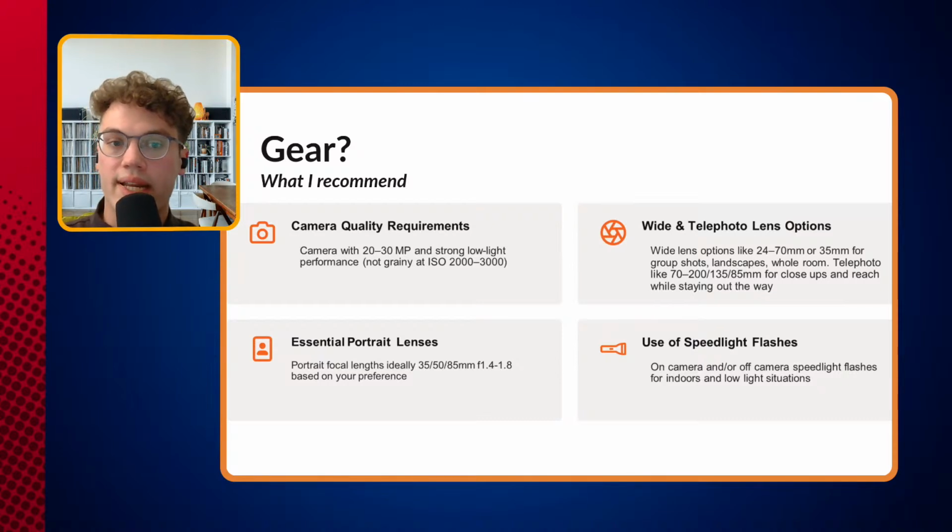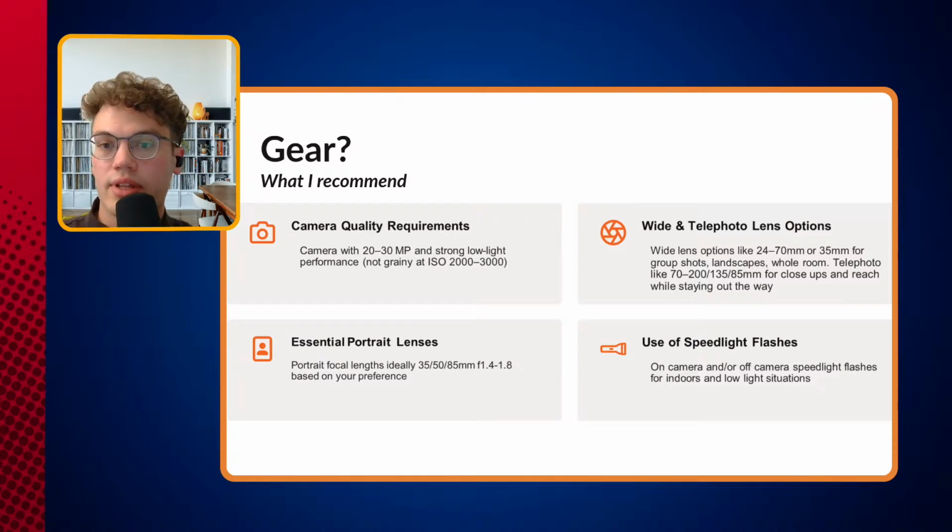So it's not grainy at ISO 2000 to 3000, because sometimes you do need to use natural light, or maybe it's a little bit darker, and even the flash off the ceiling isn't that bright because it's a high ceiling or you're doing group pictures. So ISO 2000 to 3000, I do enter that quite often, and you don't want that to be unusable.